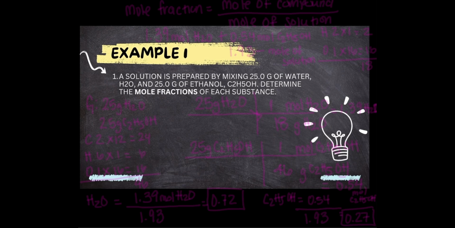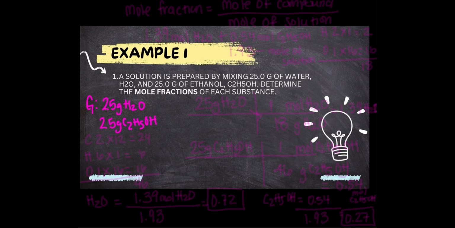Okay, so first things first, we want to go ahead and identify what our given is. What did the problem give us? When we look at the problem, we see that we have 25 grams of H2O as well as 25 grams of ethanol, which is C2H5OH. And what we want to find is the mole fraction of each substance.